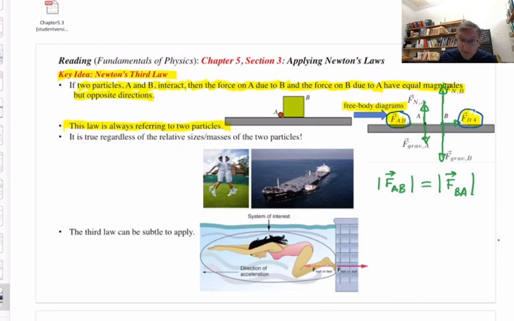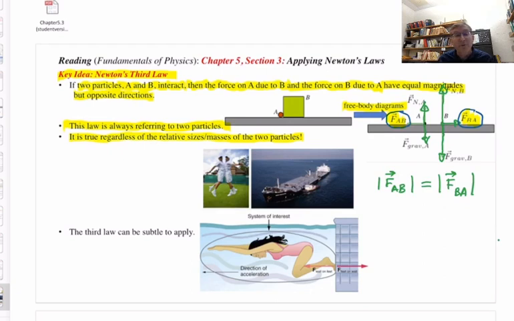This law, based on experiment, has always been found to be true regardless of the relative sizes or masses of the two particles. This one, people struggle sometimes to accept this part of it. Let me show you a little more what I mean, or talk about what I mean.